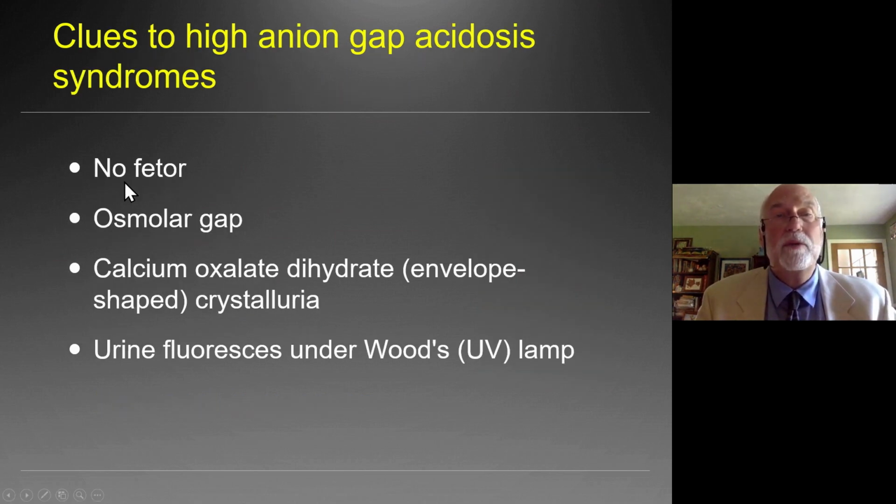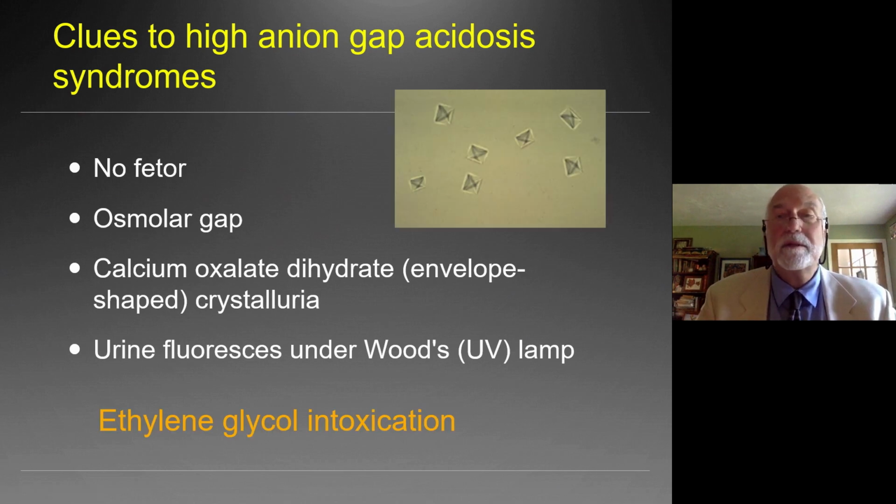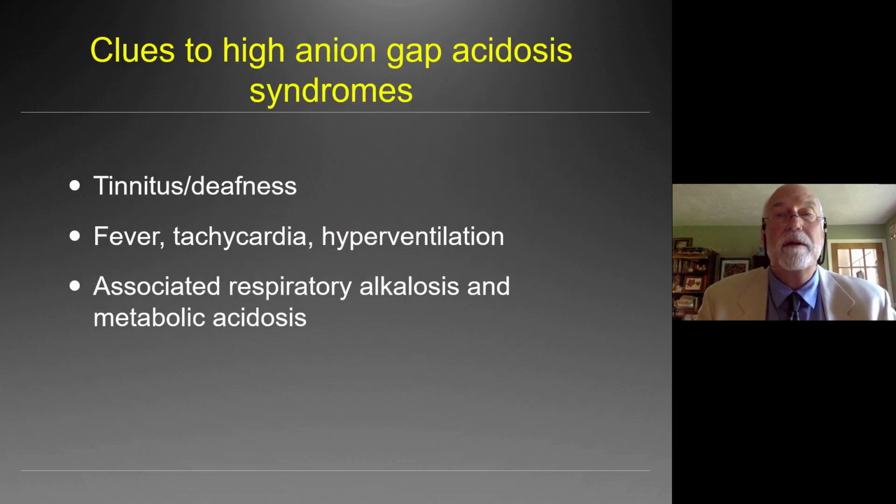A different patient with no odor, but an osmolar gap and calcium oxalate crystals seen in the urine or perhaps in the eye. And these are the crystals that you would see in the urine of calcium oxalate. And that's what you might see in a patient with ethylene glycol intoxication.